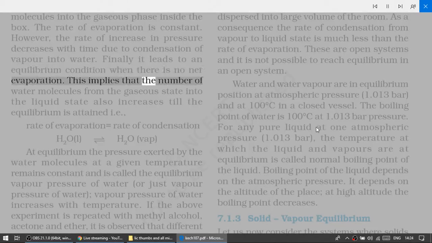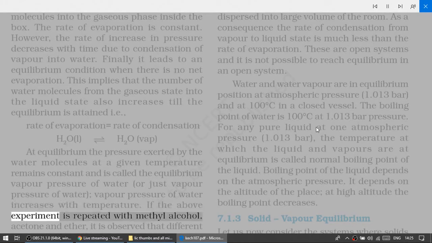This implies that the number of water molecules going from the gaseous state into the liquid state also increases till the equilibrium is attained, i.e., rate of evaporation is equal to rate of condensation: H2O(l) ⇌ H2O(vap). At equilibrium, the pressure exerted by the water molecules at a given temperature remains constant and is called the equilibrium vapor pressure of water, or just vapor pressure of water. Vapor pressure of water increases with temperature.